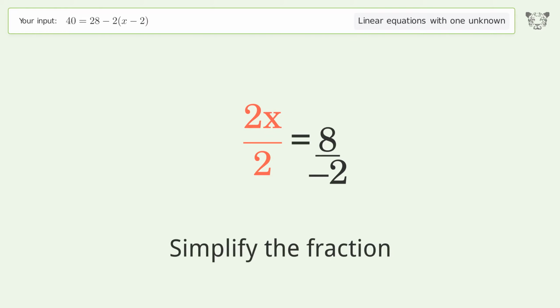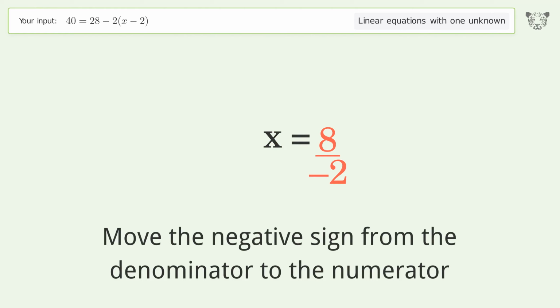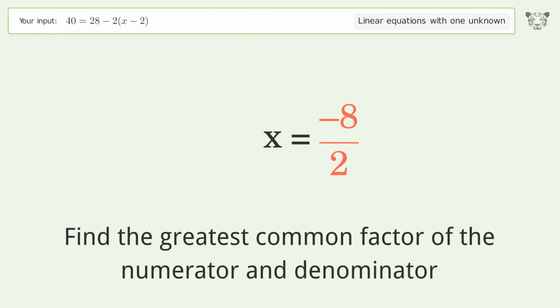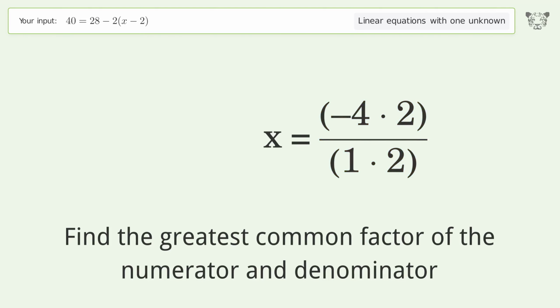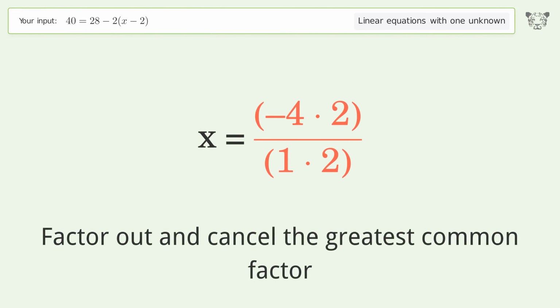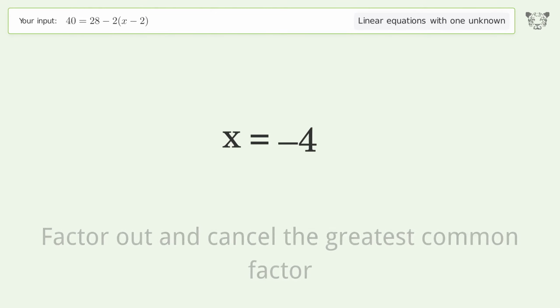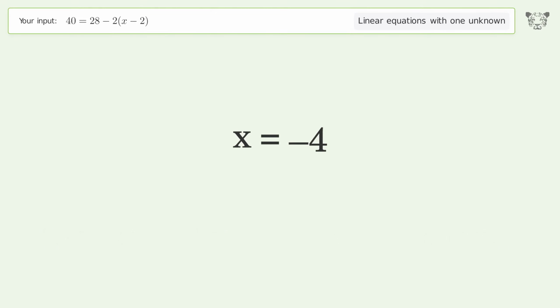Simplify the fraction. Move the negative sign from the denominator to the numerator. Find the greatest common factor of the numerator and denominator. Factor out and cancel the greatest common factor. And so the final result is x equals -4.